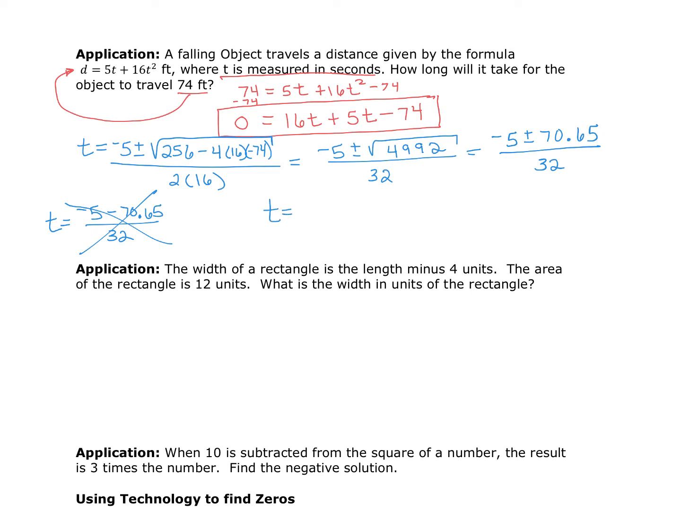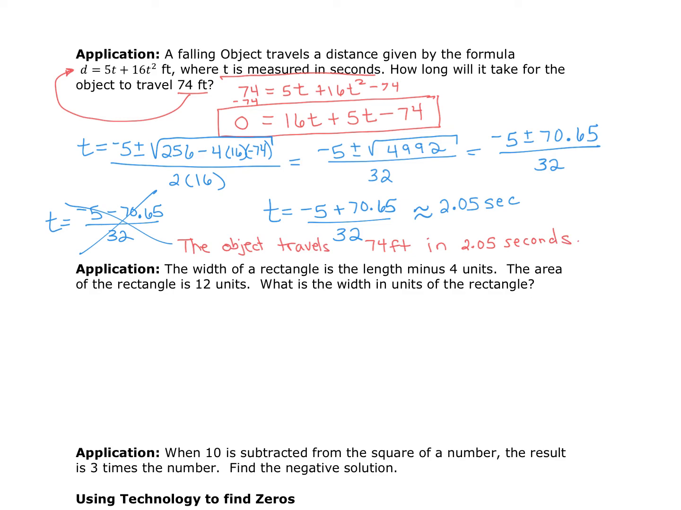The other one is negative 5 plus 70.65 over 32, and we will say that that is approximately 2.05 seconds. So then we will write a sentence that says the object travels 74 feet in 2.05 seconds.